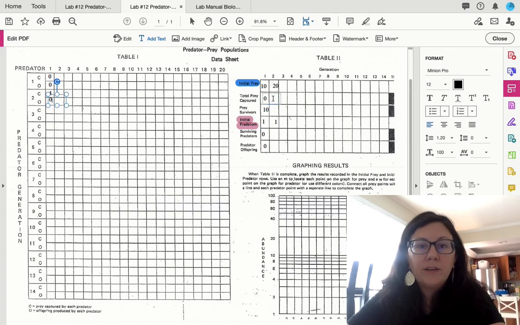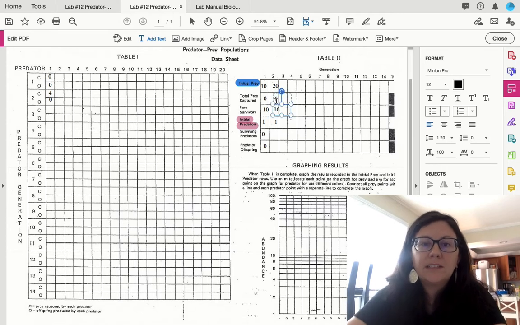So over here, you're going to write, I'm going to have to shorten this so it doesn't try to enter in there. So total prey captured is 4 mice. The total prey that survived is 20 minus 4, so it's 16.